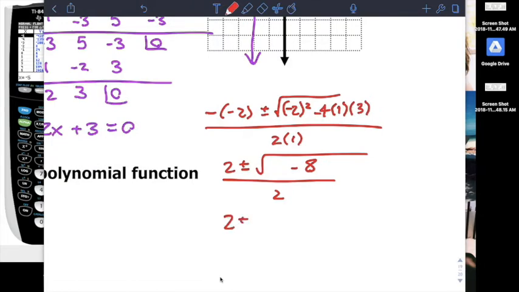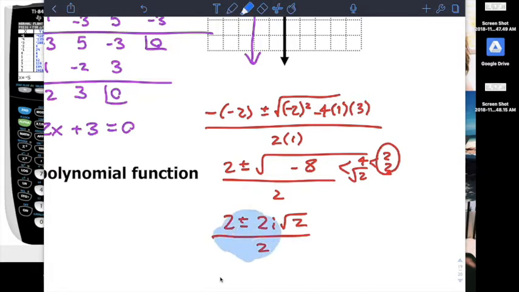Okay, break down your radical. This one actually simplifies. You got 4, 2, 2, 2. So this will be 2i for the negative inside, and then square root of 2 left over. So this one's actually going to have a ton of 2's written, and then all over 2.